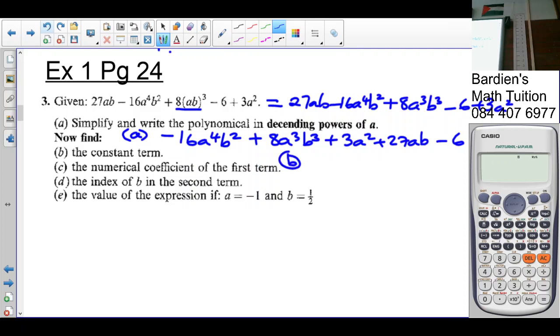What is the constant term? Negative 6. Remember that the sign is part of the term. If you had written 6, you would have gotten it wrong. Okay? Let's look at C.